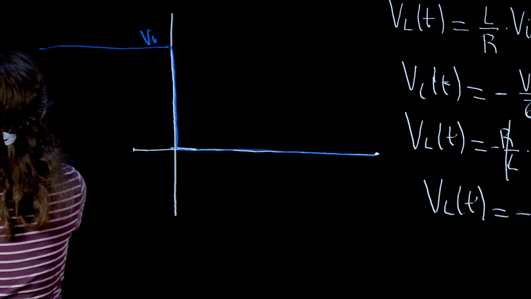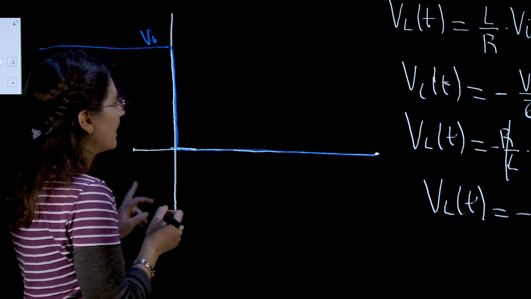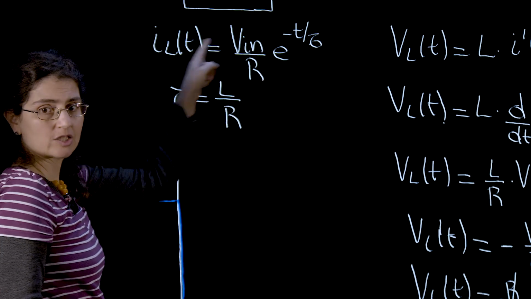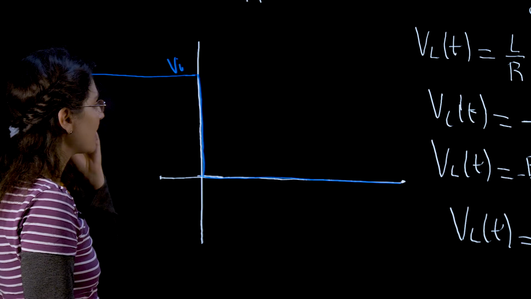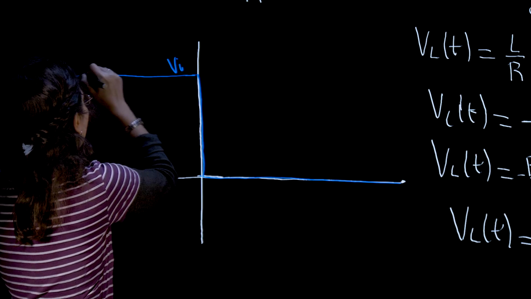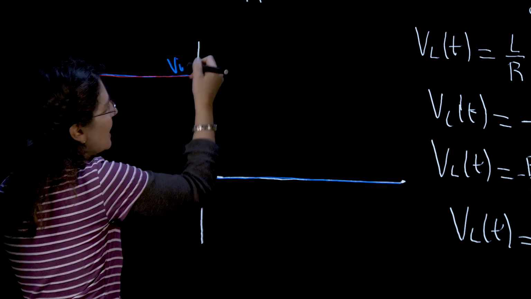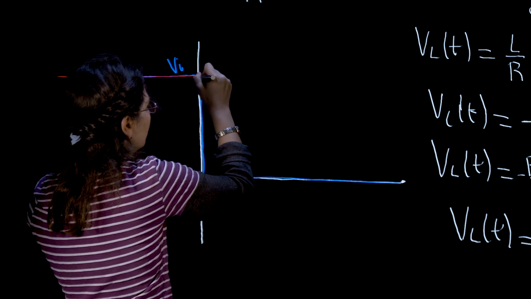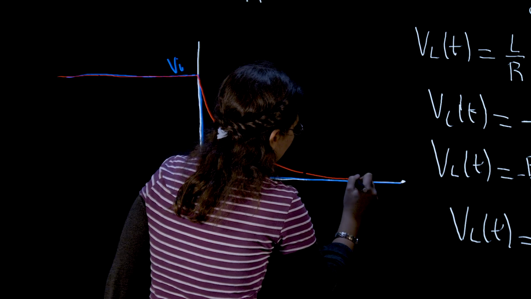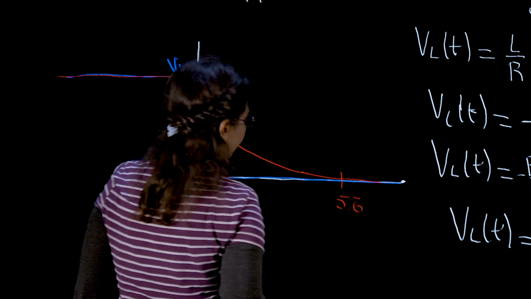And then the current in my inductor, which will be described by this equation: because the inductor will have been charged for a very long time, it will have a high current, it will be charged. And then as the source switches off, it will start to discharge in this manner until we get to 5 tau, about here.